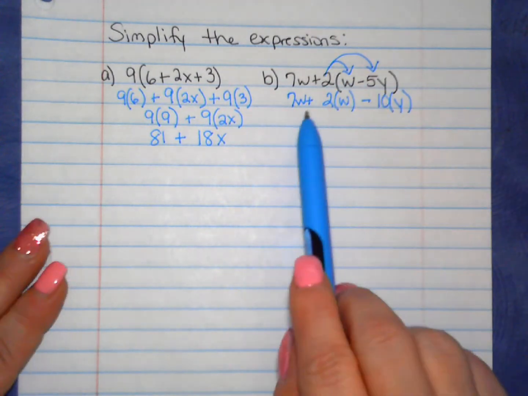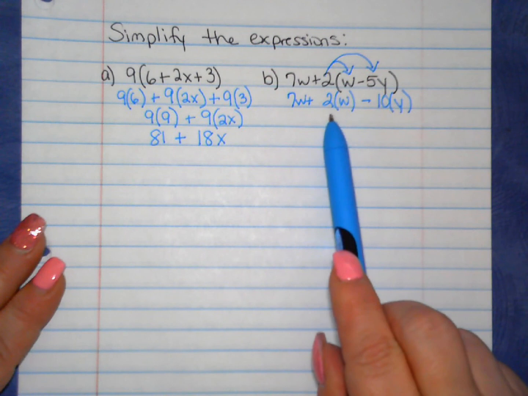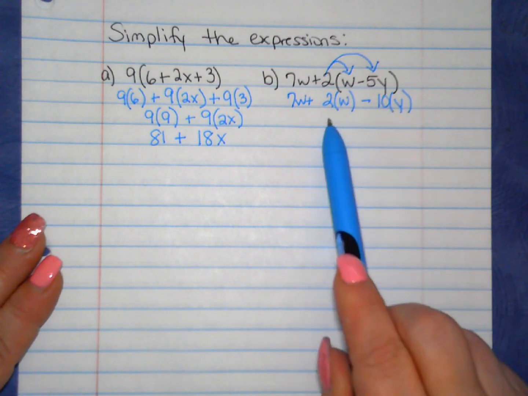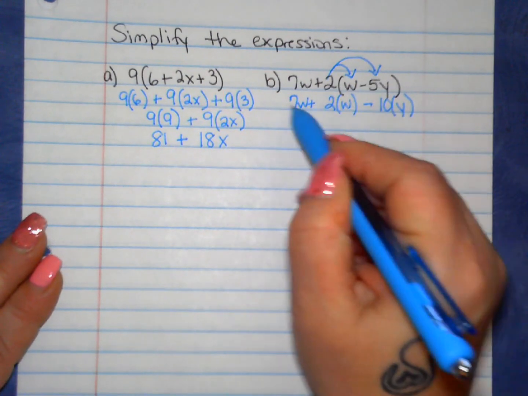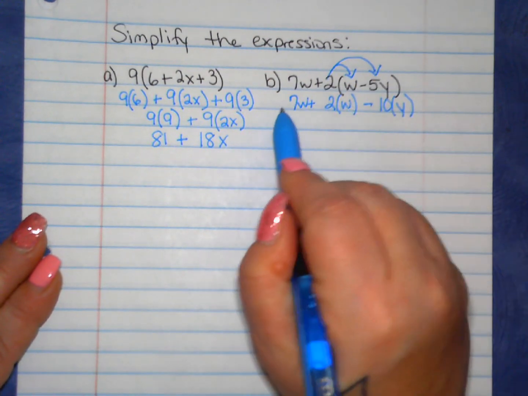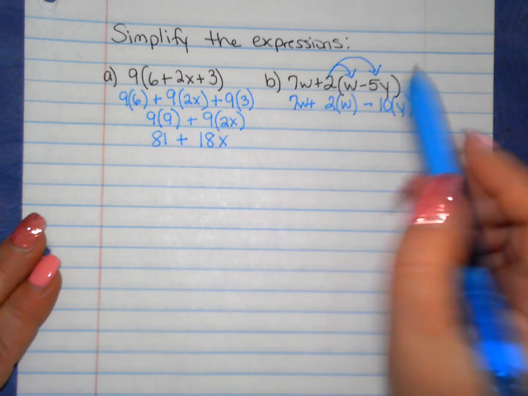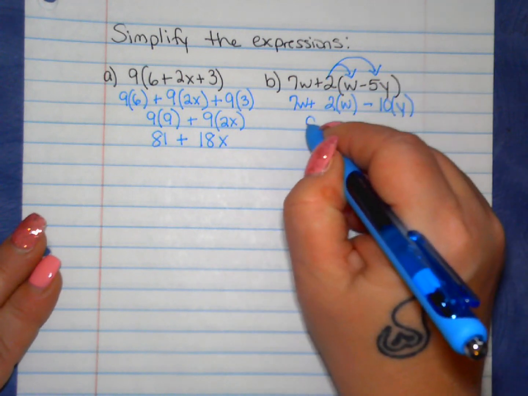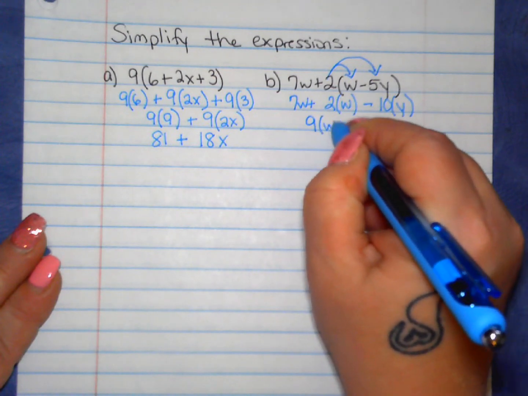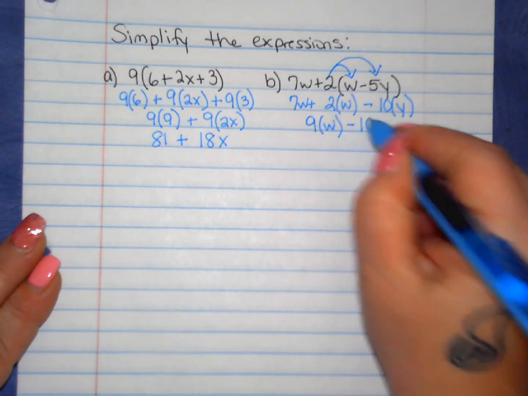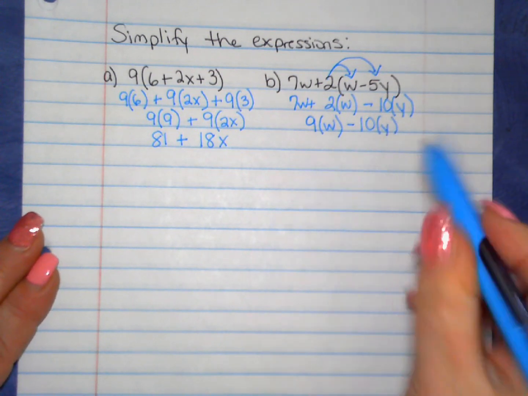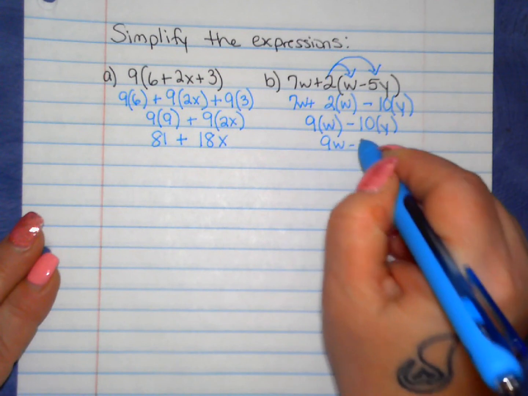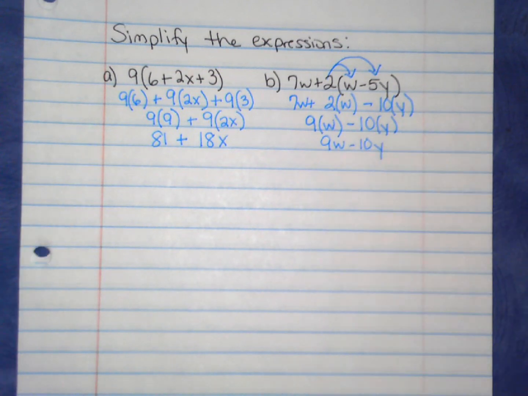Okay, now I have 7w plus 2y, 2 times w, minus 10y. And I see here I can combine these like terms. Remember, there's no sign in front of the 7, but I know that's positive. And this 2 is positive, so I'm going to add them. I have 9 times w minus 10 times y. And I can't do any further math. So my answer is 9w minus 10y. Okay, remember to combine those like terms though.